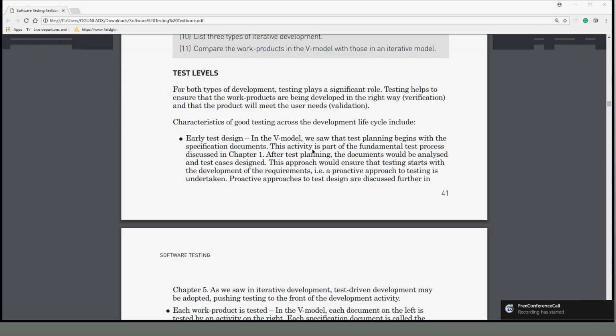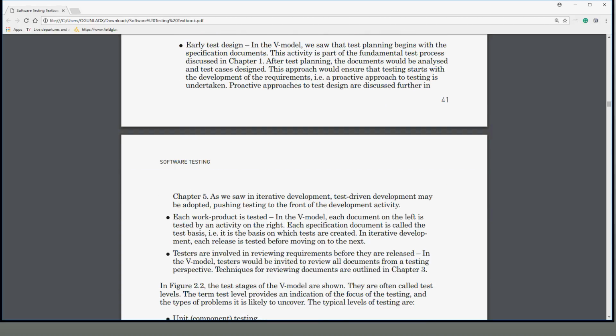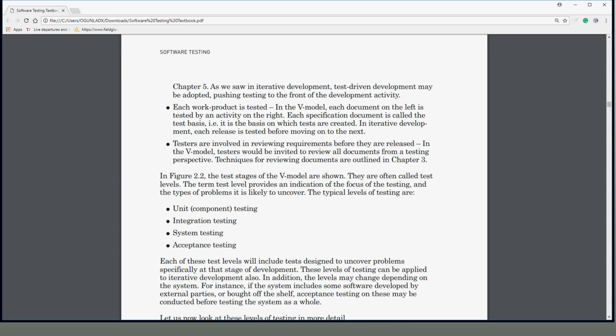Okay, test level. Like we said, I've mentioned testing as soon as possible. So now we need to go through the characteristics of good testing. Across the development lifecycle, this is not dependent on V-model or Agile, but what are the things you need to consider? What are the components that you need in testing? The first one is the level of testing that needs to be done at every particular time.